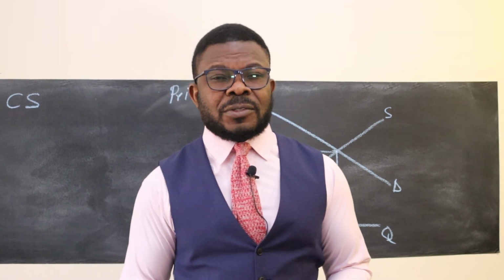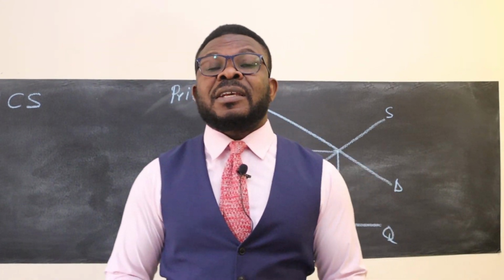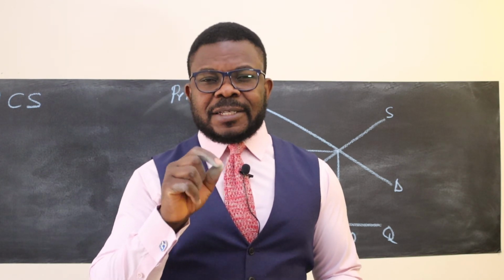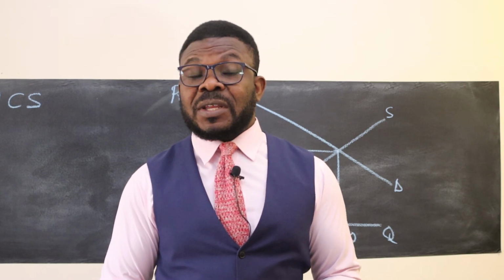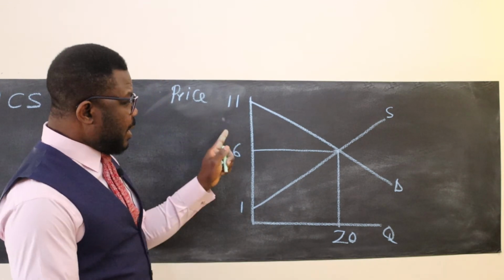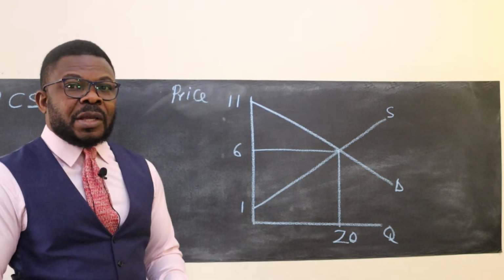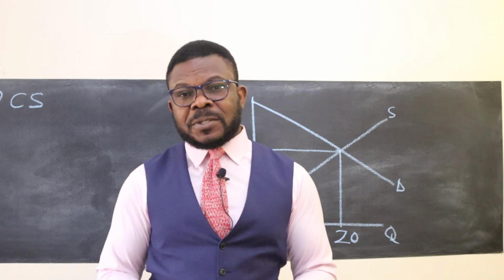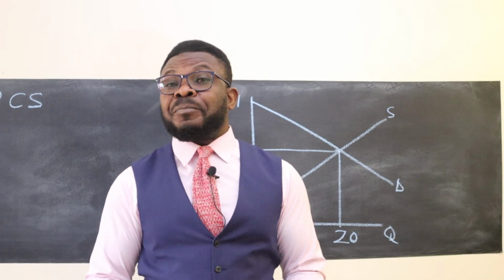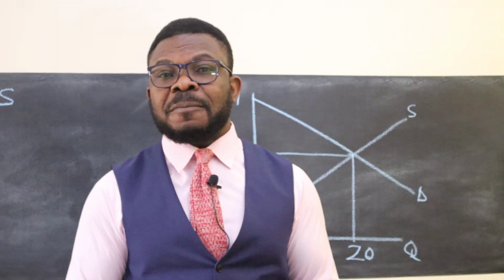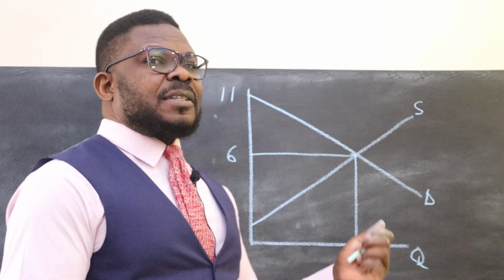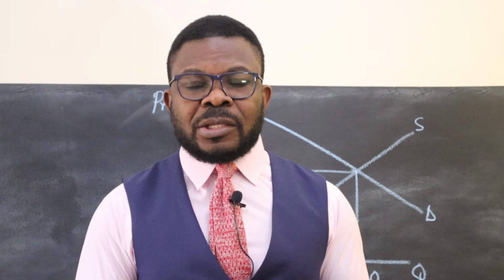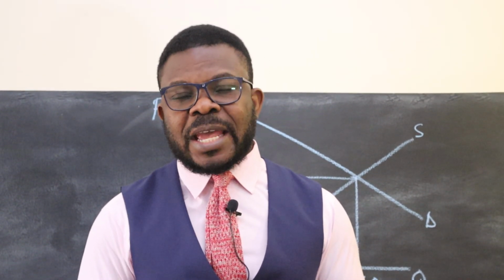Sometimes in terms of consumer surplus and producer surplus, you aren't just asked to identify the letters in the box. You are sometimes given numbers like the ones you can see here, 11, 6, and 1, and you are asked to calculate the consumer surplus, or the producer surplus, or the total surplus, and sometimes the deadweight loss. Remember, these calculations follow a standard mathematical rule, and those are the rules that we will be applying today.